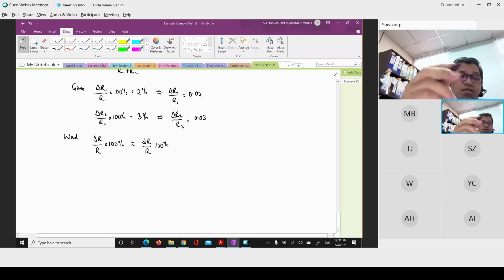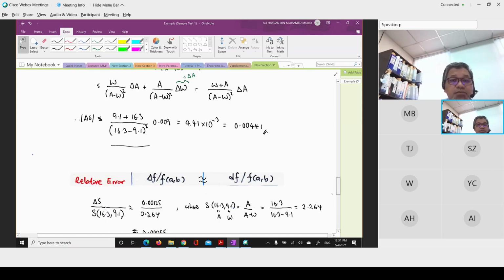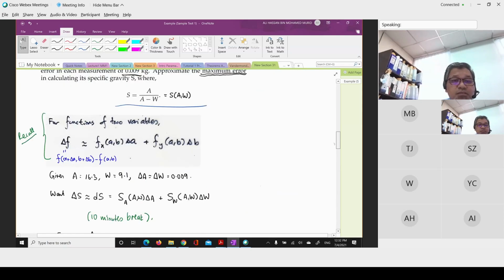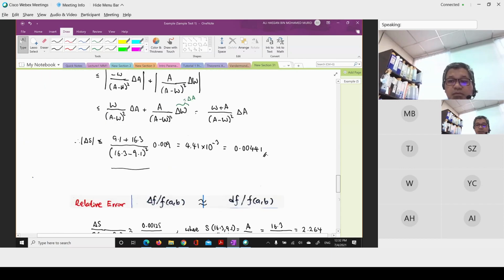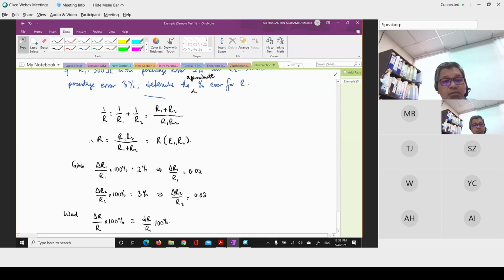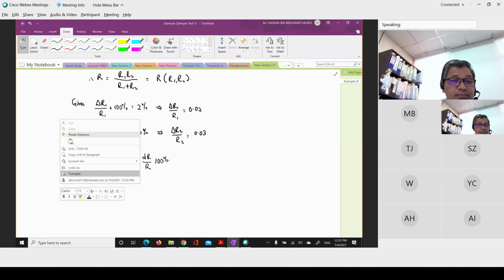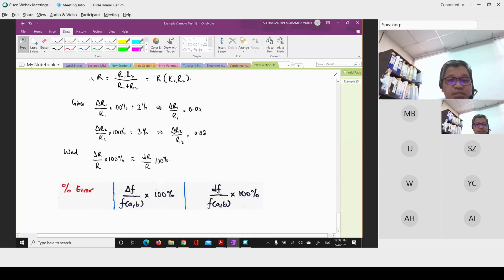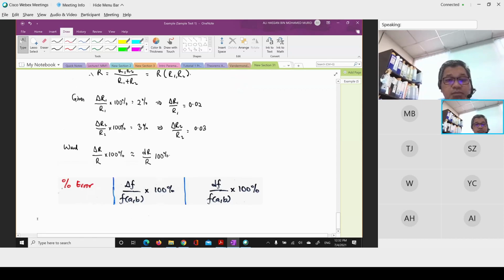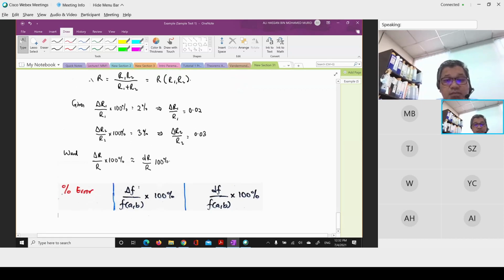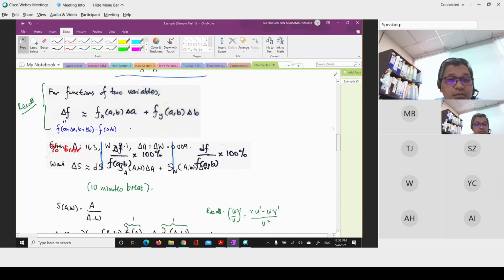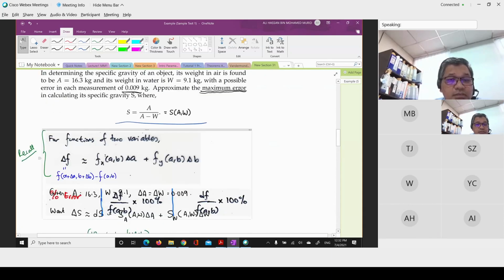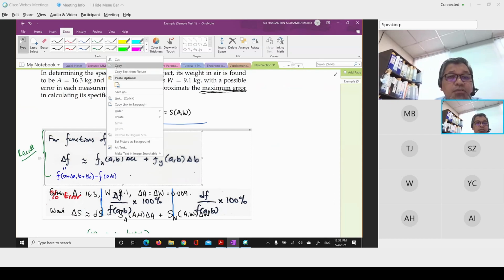So recall, what is delta R? Going back to the formula again. We want to apply this formula again. No, I'm sorry, before that, the other formula. Which one is it? Yeah, this one.